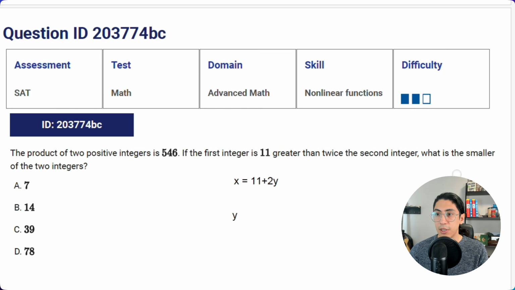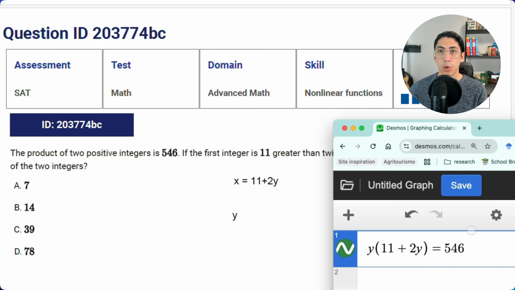So next, it looks like they're just asking us for the product of the two integers, so I'm just going to multiply these two together. And I can actually put this into Desmos and get my answer as well. So here we are. I'm just multiplying them together. I got y times 11 plus 2y. Of course, I could have done this with x. It really doesn't matter too much.